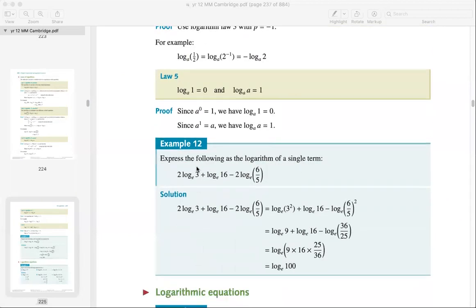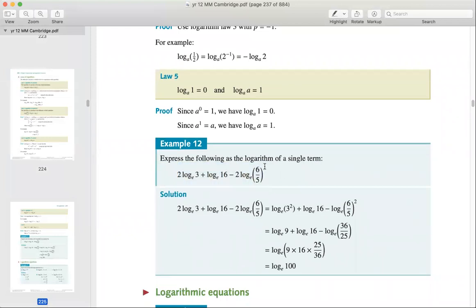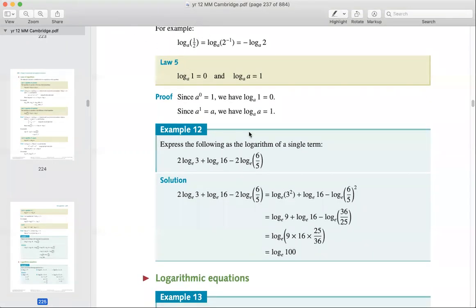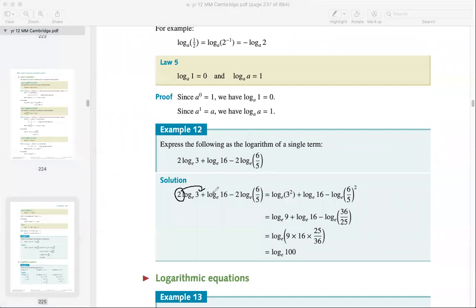For example 12, this is normally a practice question, but not for our final exam. It's a good starting point for us to become familiar with the logarithm rules. First we need to put 2 over here to become a square. Then you multiply these together to get 9 times 16. And again, put 2 over here.